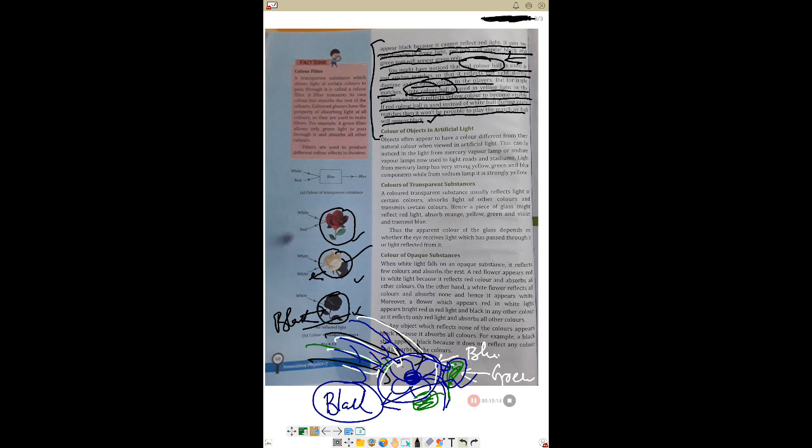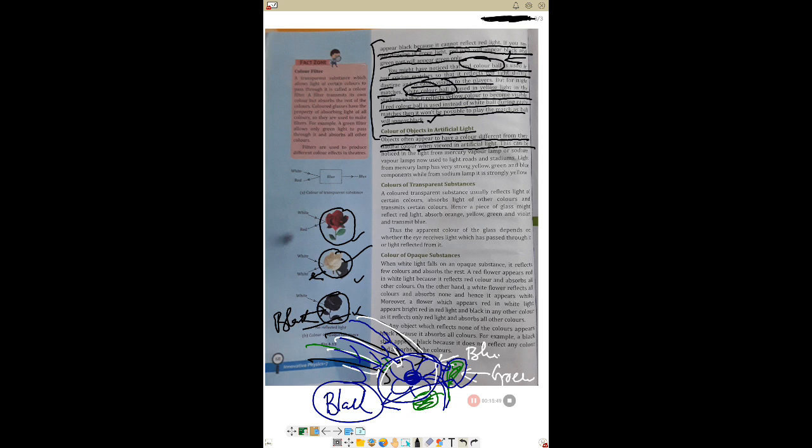Understand? Now, color of an object in artificial light. Objects often appear to have a color different from their natural color when viewed in artificial light. Now, what does this mean? See, in the daytime, in the sun, the clothes that you are wearing will appear to be of different color in the night when you are viewing in the light, electric light, isn't it? घामको उज्यालो र बेलुकाको यो बल्बको उज्यालोमा the colors of the clothes will look different.